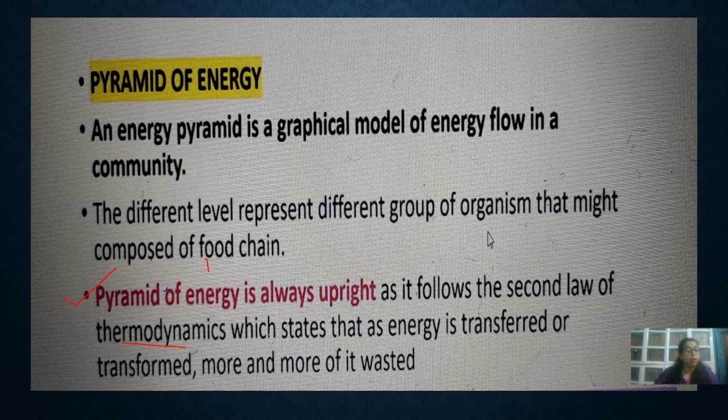What does the second law of thermodynamics state? That as energy is transformed, more and more of it is wasted. That is, energy always flows, it can't be reverted back. Once the energy is used, it is only decreasing. Energy, once transformed from one form to another form, only gets transformed. It continuously goes on flowing. That's why it is always in the upright position.